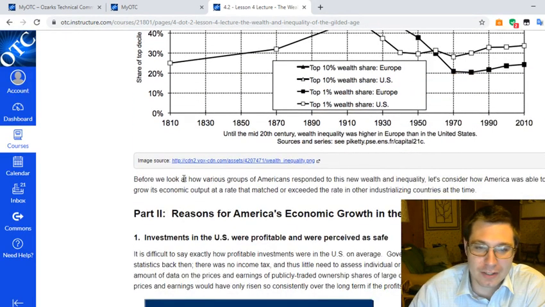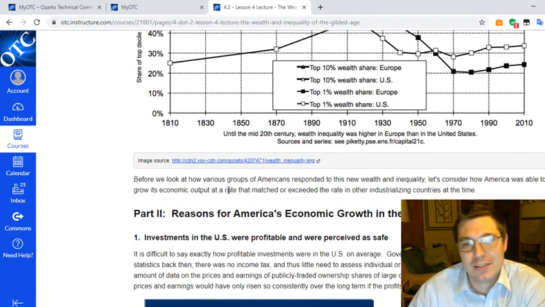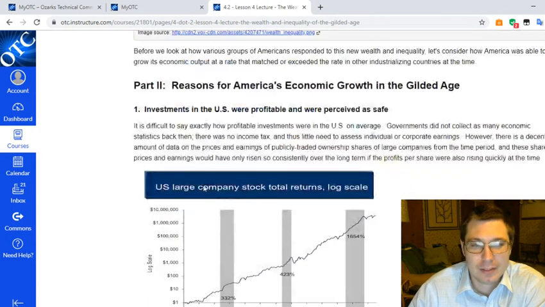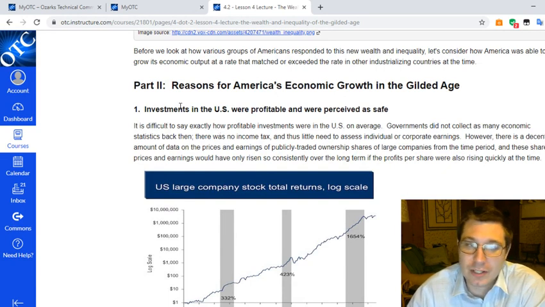Before we look at how various groups of Americans responded to this new wealth and inequality, let's consider how America was able to grow its economic output at a rate that matched or exceeded the rate in other industrializing countries at the time. So, reasons for America's economic growth during the Gilded Age. Reason 1, investments in the U.S. were profitable and were perceived as safe.